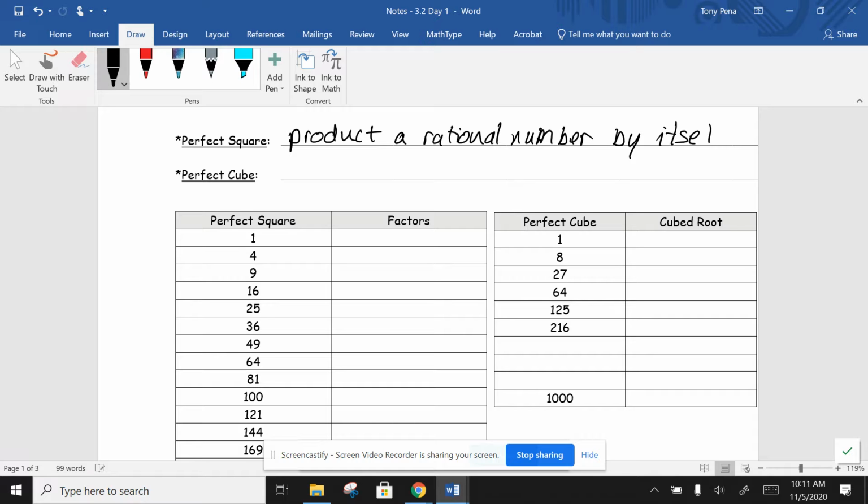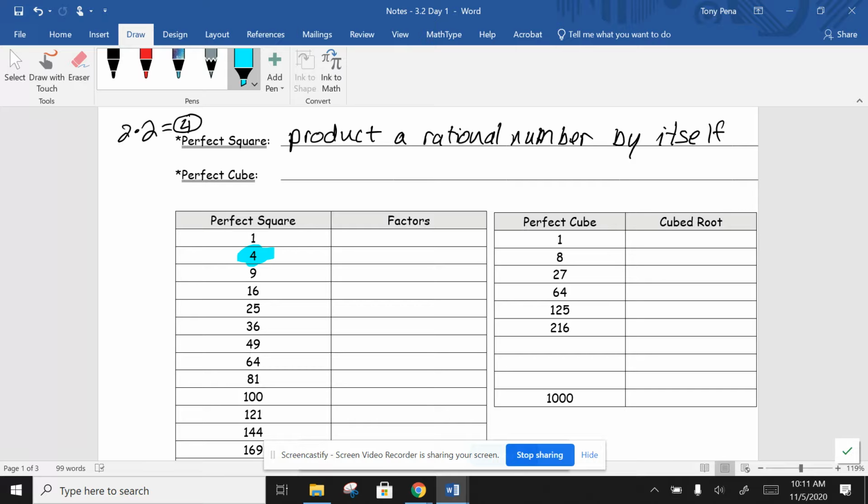All right, so a quick little example. If I gave you 2 times a 2, that's a rational number multiplied by itself. So the number 4 is what we would consider a perfect square because we got that via a number multiplied by itself. That's why when you see our list of perfect squares down here, you're going to see the number 4 listed, because we got the 4 by doing a number by itself. And in this case, it was a 2.